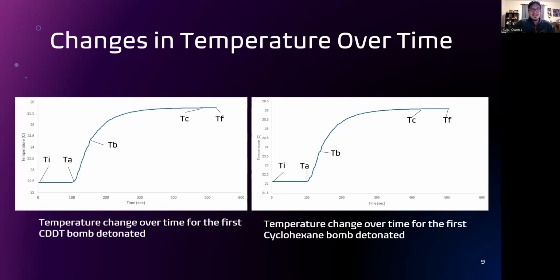shown later. You'll notice 5 points on the graph, where Ti is representative of the initial temperature of the bomb submerged in water. Conversely, Tf is the final temperature of the water surrounding the calorimeter post-detonation. Ta and C are the temperatures at detonation and maximum post-detonation, respectively. And finally, Tb is the temperature at 60% of the final temperature of the complete reaction. All these values become extremely critical when calculations occur.